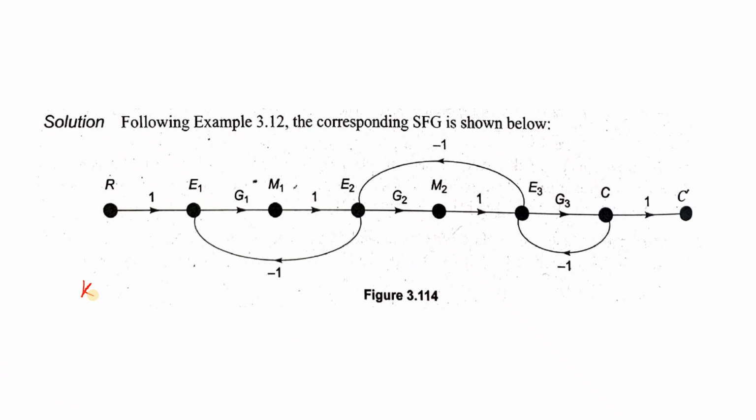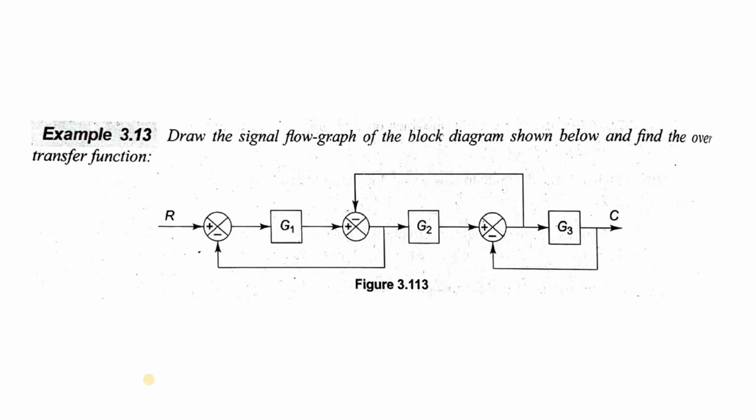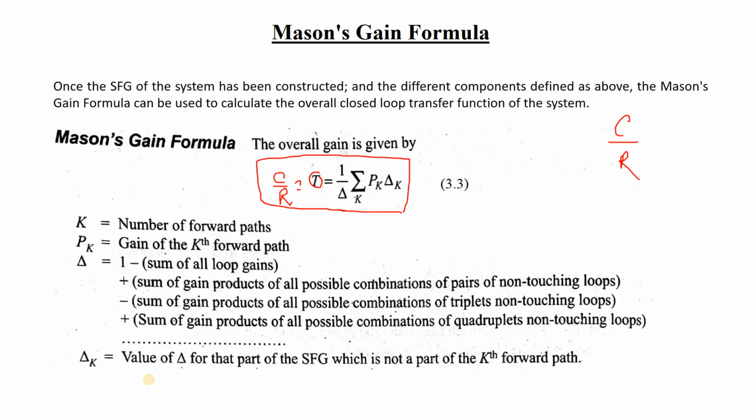So there is only one forward path. How many forward paths are there? 1. So the value of k will be 1. So what is the value of pk? That is p1, not pk, because k is 1, so it is p1. Okay. So what is the gain of p1? 1, g1, 1, g2, 1, g3, 1. So it is g1 g2 g3. Now we have to find out delta.